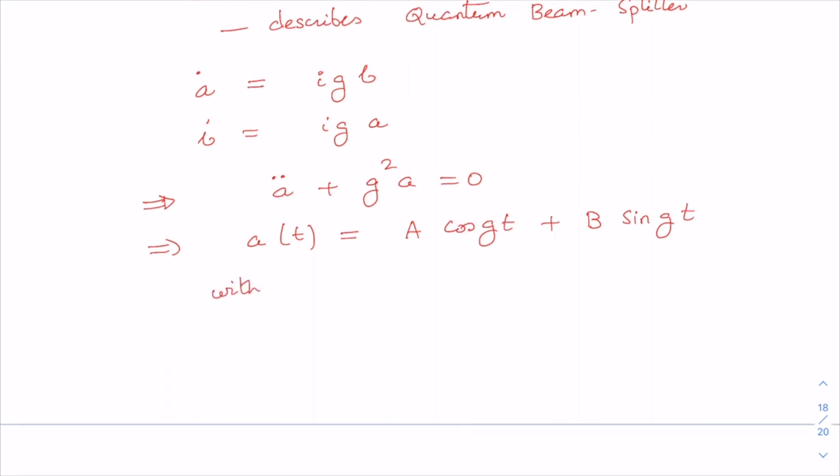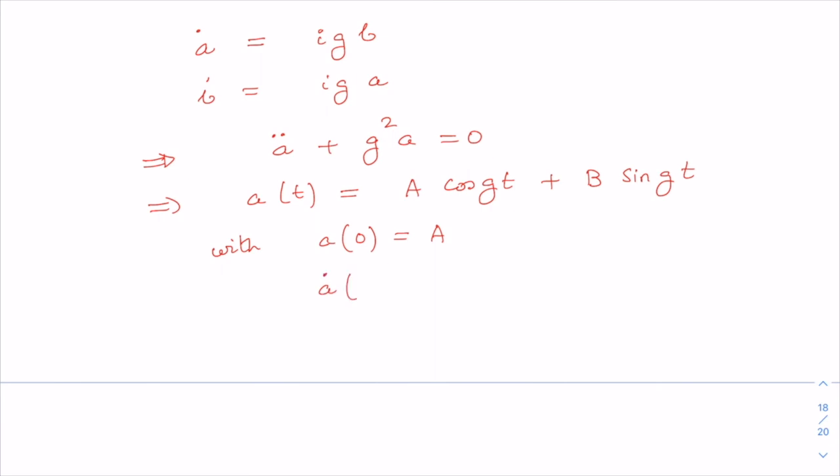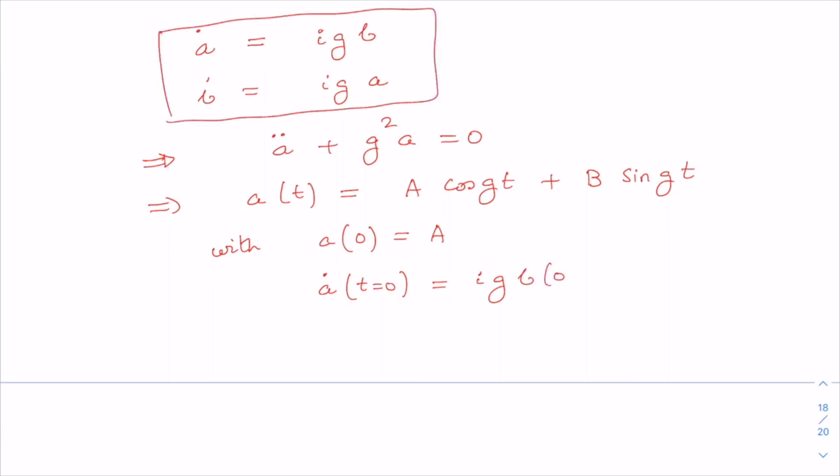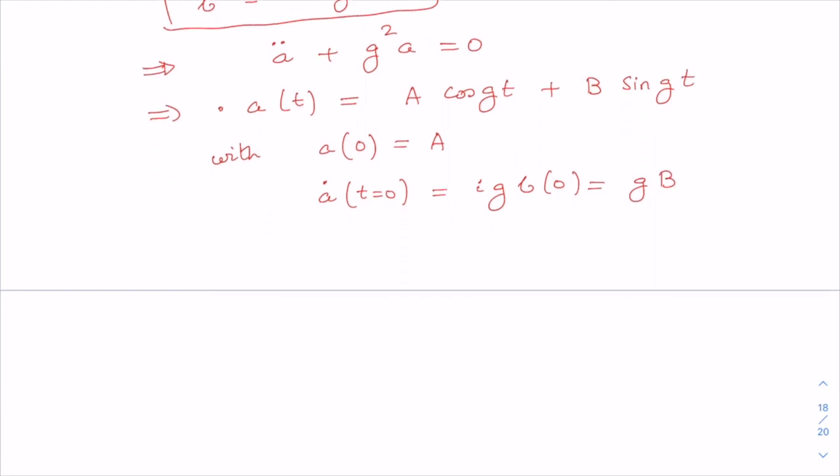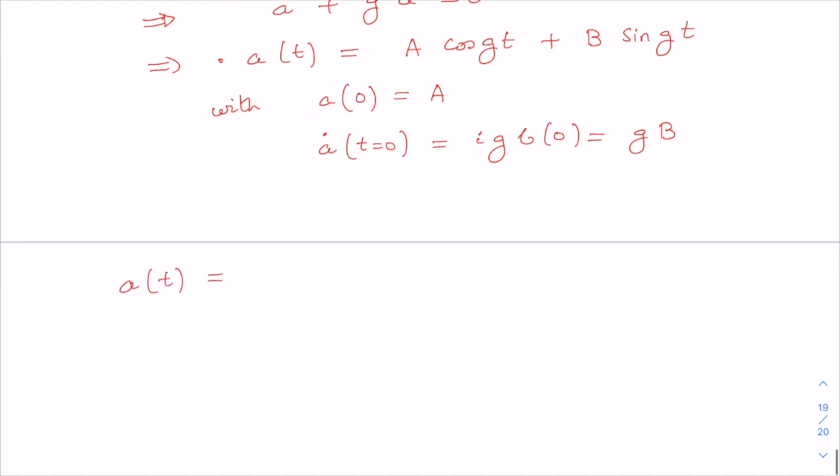Now, with the condition, and obviously you will see that at time t = 0, we will get a(0), and the time derivative of a at t = 0 will give me i z b(0). You can check it from the first equation. From this equation, immediately you can see that this will result in z times b. Okay, so therefore, the solution I can write as a(t) = a(0) cos(zt) + i b(0) sin(zt).